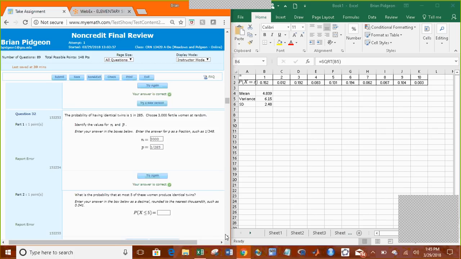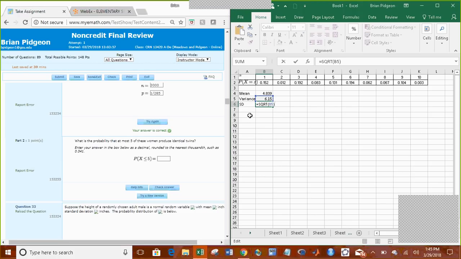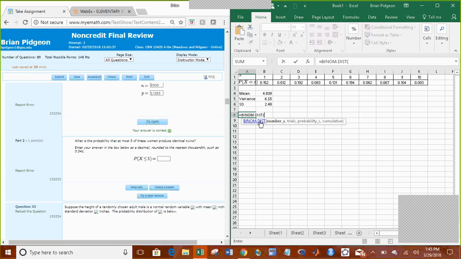Alright, so what is the probability that at most 5 of these women produce identical twins? You have to recognize this as a binomial probability question, where the binomial distribution you can calculate in Excel. So we want a binom probability, and you'll notice as you type in binom, things pop up. We are looking for binom dist.